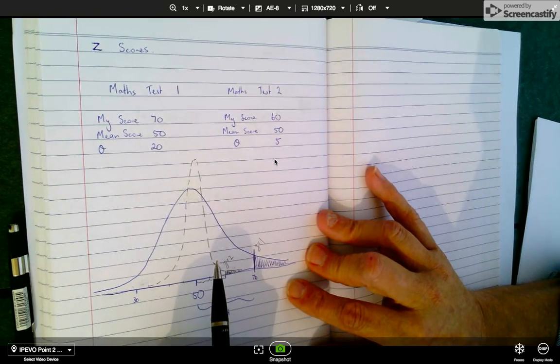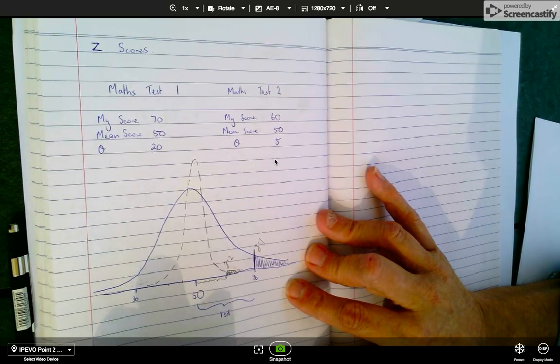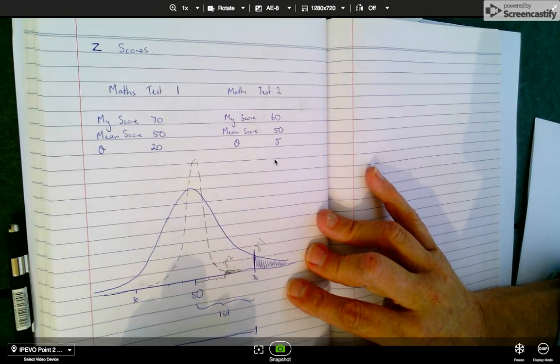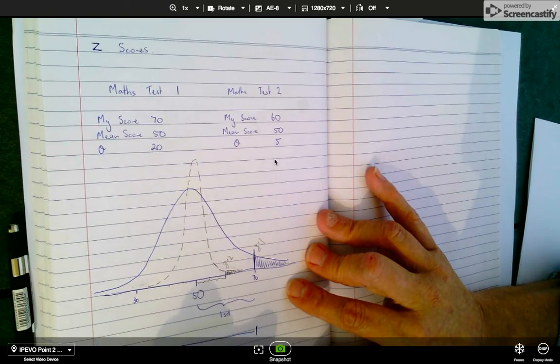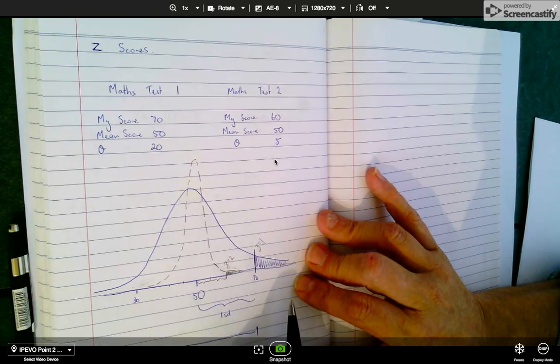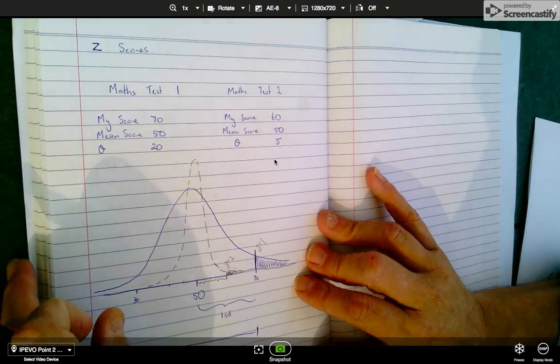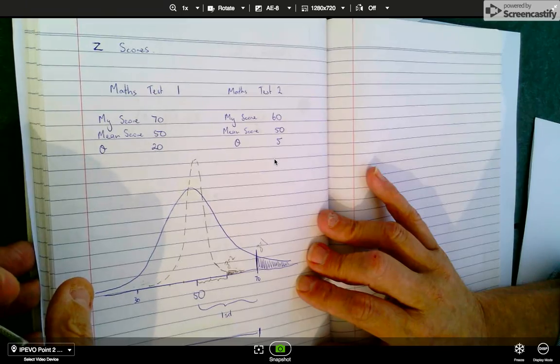Now, I've used nice simple numbers, and maybe some of you have heard that whole thing where 68% of people lie within 1 standard deviation either way, and 95% within 2 standard deviations. These are approximates, and we'll look at them from the table. In the first case, I was 1 standard deviation above the mean, and in the second case, 2 standard deviations. I've obviously used very simple numbers here, but any number would have been okay to use.